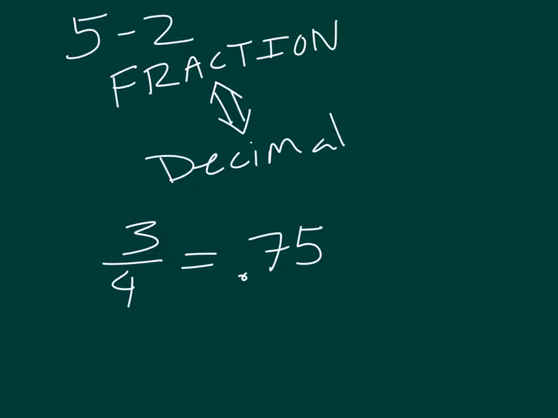Okay, now on to the lesson for 5-2. This is fractions to decimals and decimals back to fractions. Things like 3/4 you know is 0.75. We're going to talk about how to go back and forth, so how to turn 3/4 into 0.75 or how to turn 0.75 into 3/4.